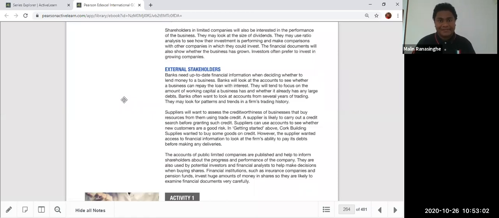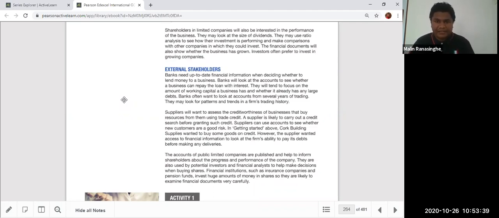Bankers want this information to find out whether the company is good to give a loan to or not. Suppliers are the same: can we continue the orders or not? Customers also want to find out whether the business is a stable company, and whether demand is decreasing right now. Banks need the financial information to decide whether they will lend money or not. And in the second paragraph you can see the suppliers will want to see the creditworthiness of the business and the continuation of orders.